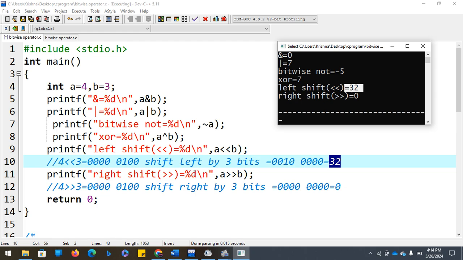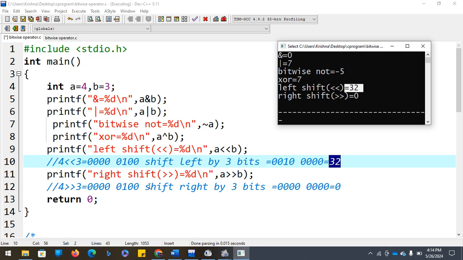Next is the right shift. Right shift means shift the values to the right direction. Again let's take the example, A is 4 and B is 3, and the direction we are using is right shift, meaning shift the value of A to the right direction. In the previous one it was left, and now we are going to shift to the right direction.